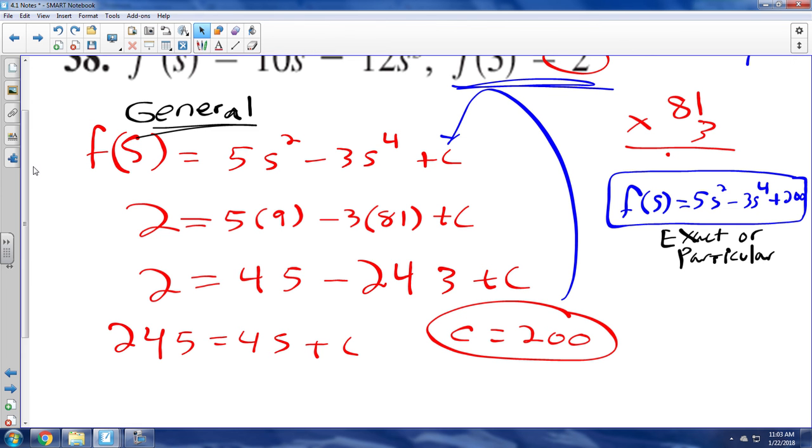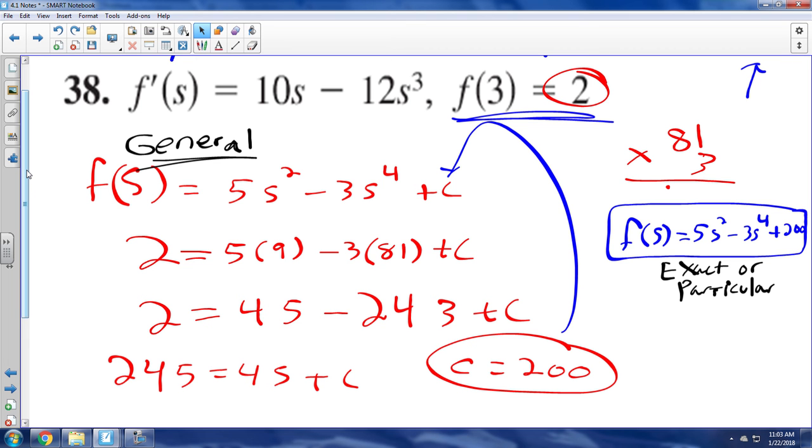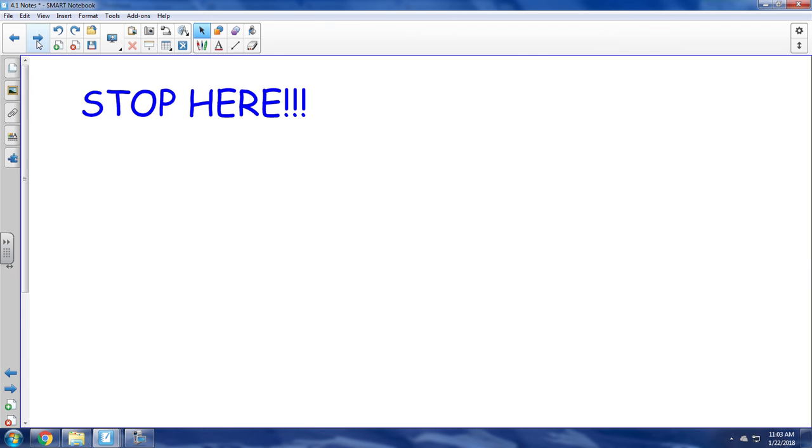So you're solving, they gave you an equation involving a derivative, and you're solving it to get the original, right? And that is really all there is to it. We'll stop there.